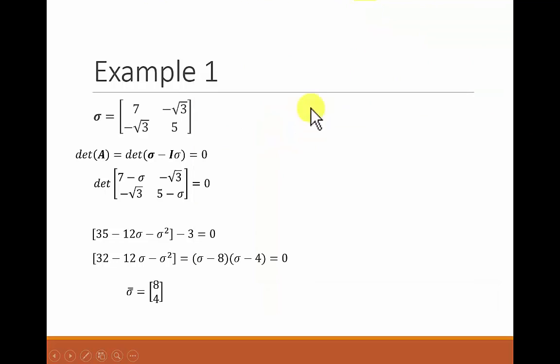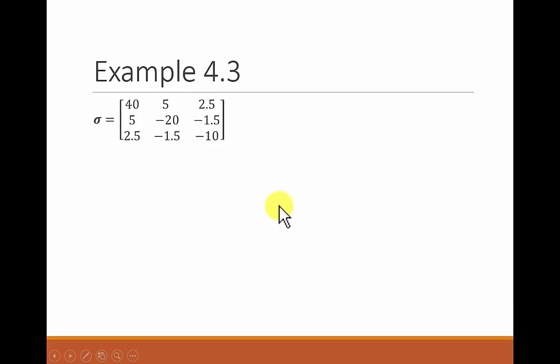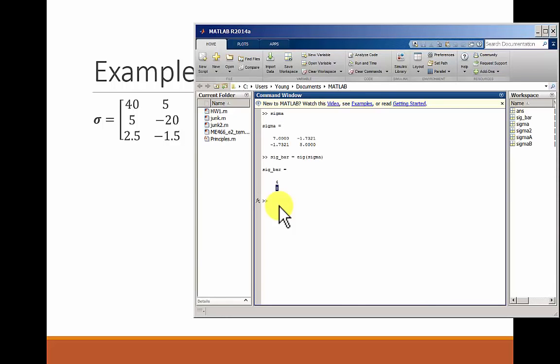Let's do another example. This one, to solve by hand, we would need to subtract sigma down the diagonals, find the determinant of this entire matrix minus the sigmas down the diagonals, and solve for 0. This would be fairly complicated. We're going to do this again by plugging it straight into MATLAB. So going back to the MATLAB window, let me clear this screen.